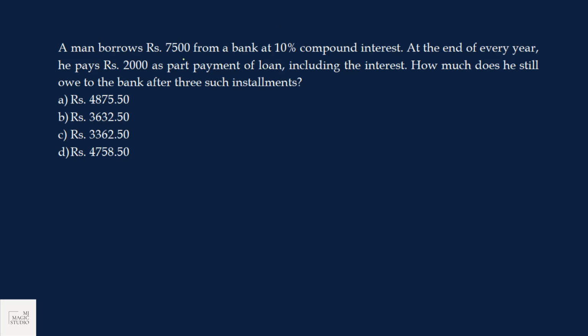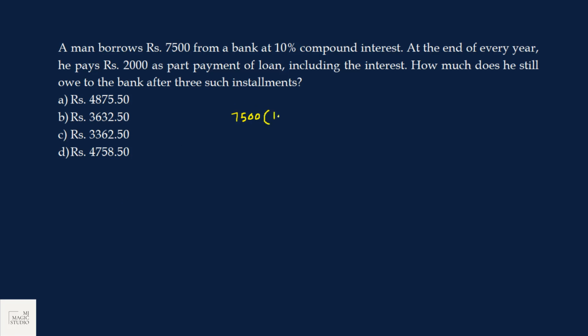A man borrows 7500 from a bank at 10% compound interest. At the end of every year, he pays rupees 2000 as part payment of the loan, including the interest. How much does he still owe to the bank after 3 such installments? So we take 7500.